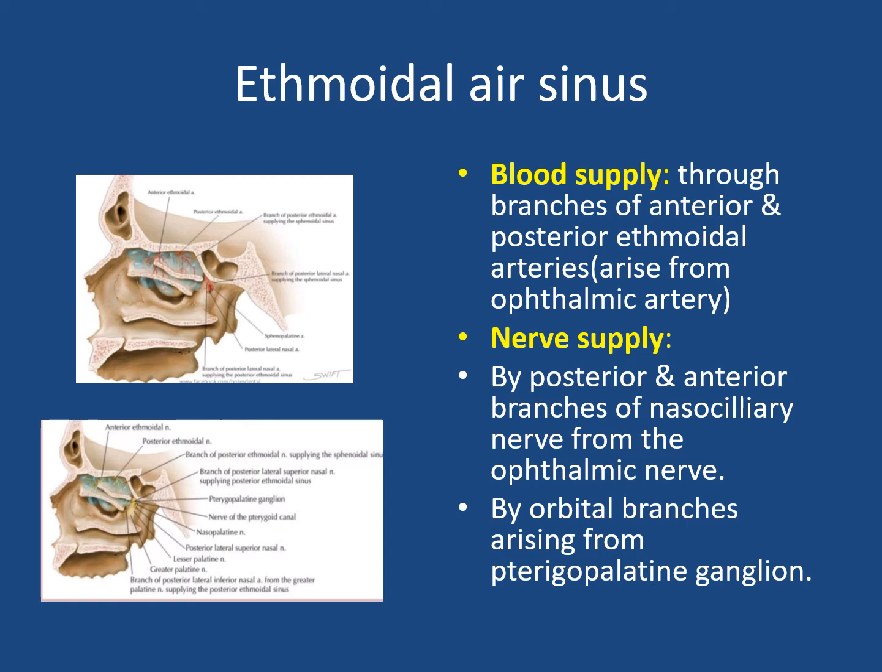The blood supply of the ethmoidal air sinus comes through the branches of anterior and posterior ethmoidal arteries, which arise from the ophthalmic artery. As for the innervation, it is supplied by posterior and anterior branches of the nasociliary nerve from the ophthalmic nerve, and by orbital branches arising from the pterygopalatine ganglion.